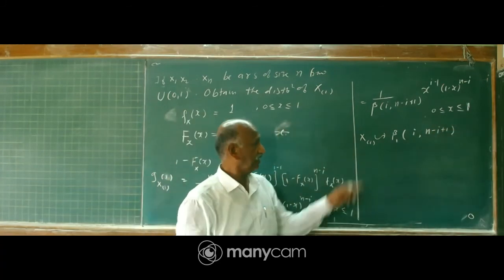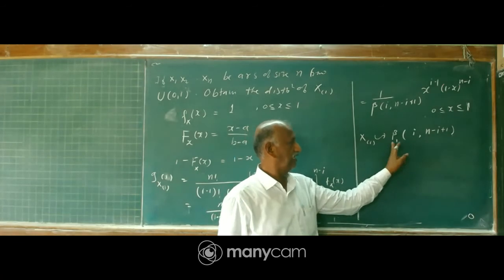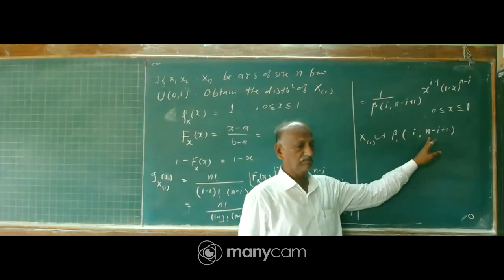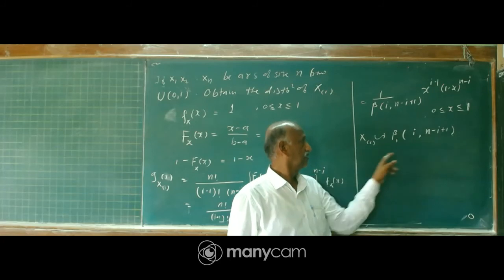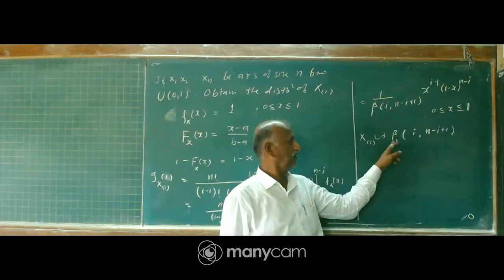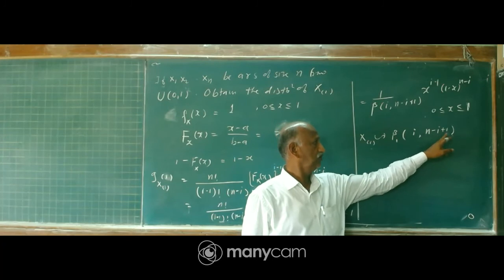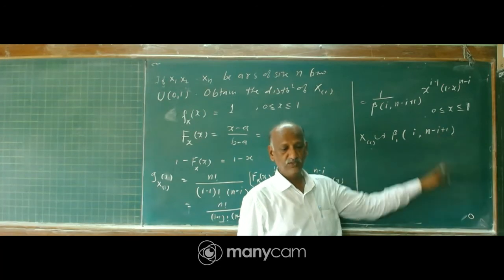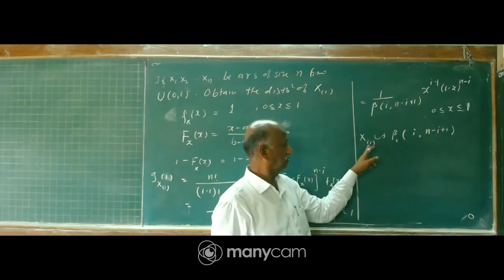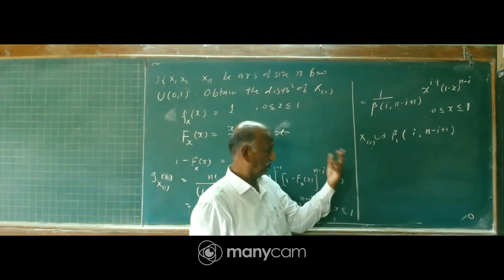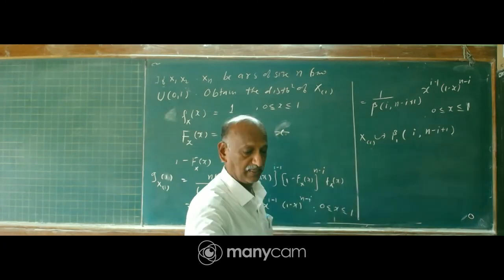Putting the value of i as 1, X order 1 comes out as beta with 1 and n minus 1 plus 1, that is, n beta 1 n. Putting 2, we get n minus 2 plus 1 and n minus 1, and so on. So by just putting the value of i, we can obtain the distribution for different orders.